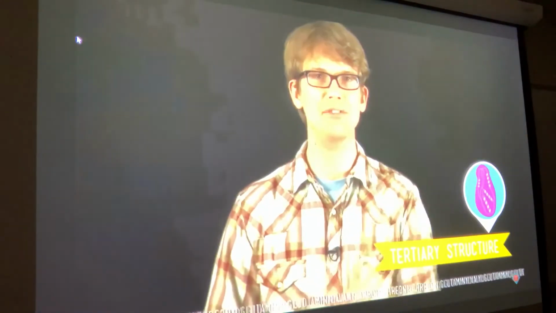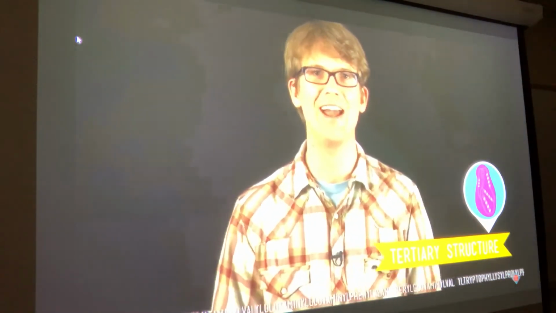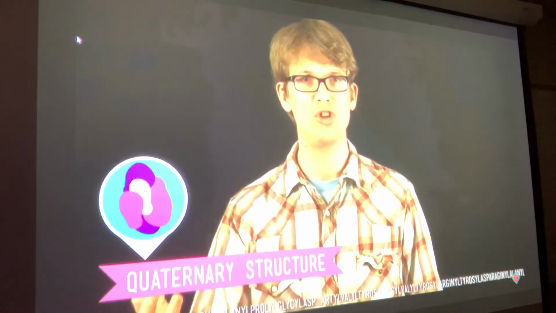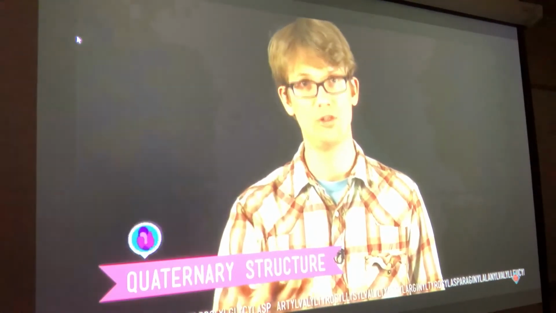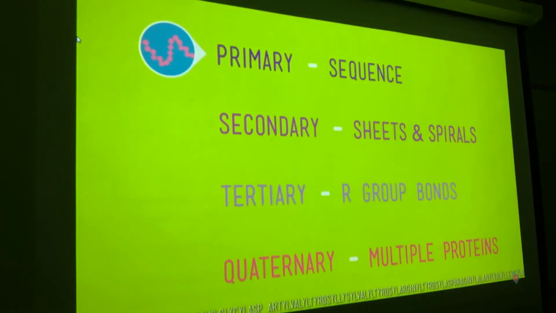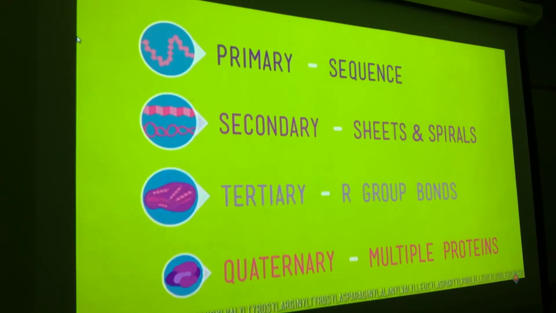So now we have a massively contorted polypeptide chain, and it actually contorts very precisely. Sometimes just one chain is what makes up the whole enzyme or protein. In other proteins, like hemoglobin, several different chains come together to form a quaternary structure. So, quick review of structure. The sequence is the primary structure, the backbone of hydrogen bonds forming sheets and spirals is the secondary structure, R group bonds are tertiary, and the arrangement of multiple proteins together gives the quaternary structure.